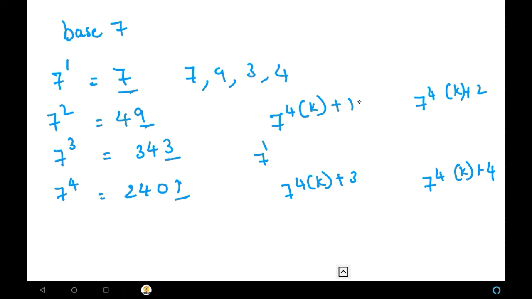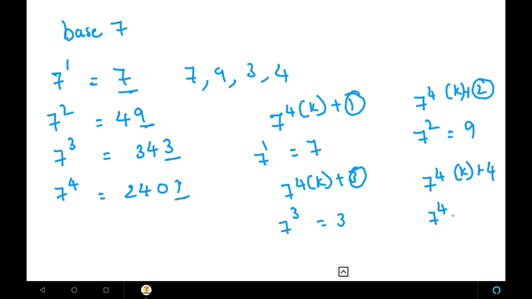Here if the remainder is 1, then we should consider it as 7 power 1, which is 7 itself. If the remainder is 2, then we consider 7 power 2. 7 power 2 is 49, but we are considering the unit digit, so it will be 9. If the remainder is 3, then it is 7 power 3, which is 343, but we only consider the unit digit, so it will be 3.